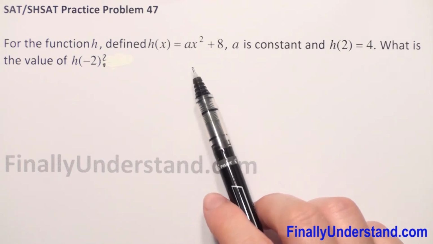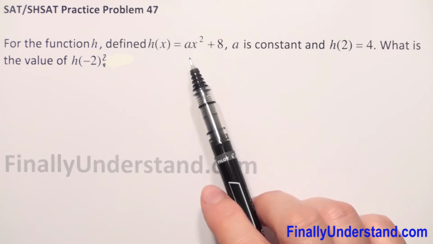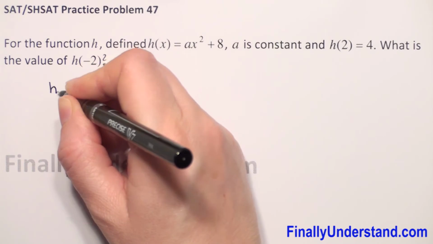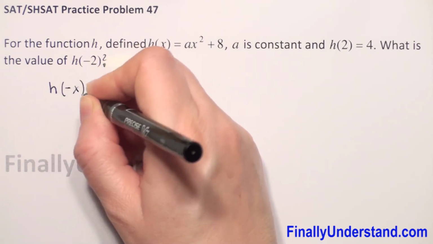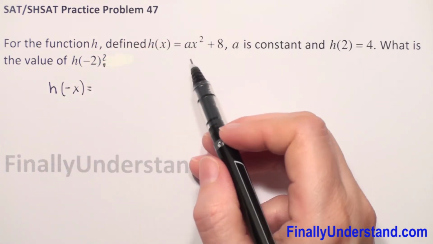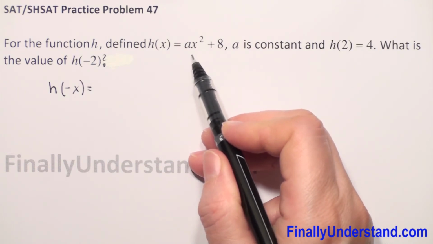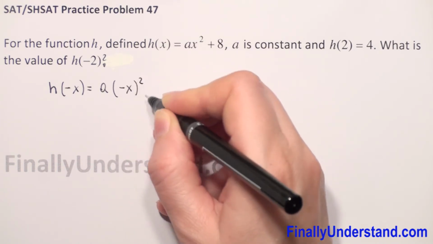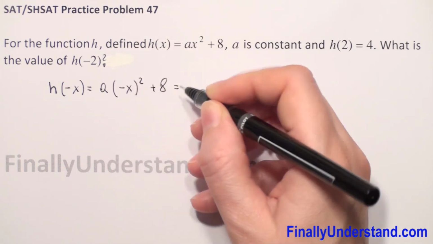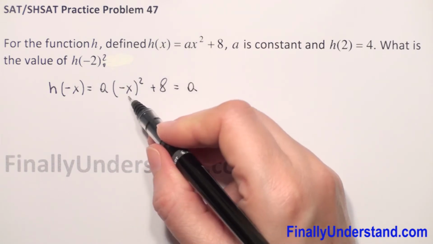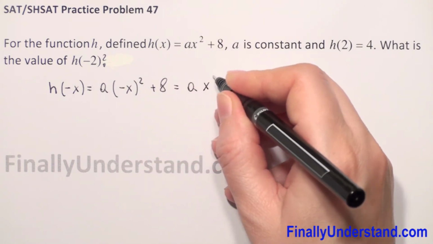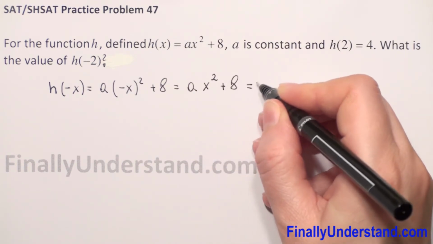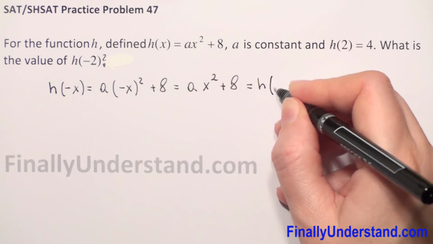And what we can say about this function is that it is even. Why? Because when we have to find h of negative x, what we have to do is substitute x by negative x. So a we copy, we will have negative x to the second power plus 8. So this is equal to a times negative x to the second power, which will be x squared, plus 8. We got the value of our function h of x.